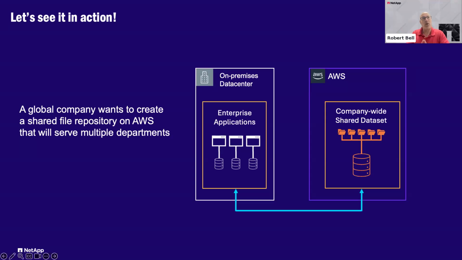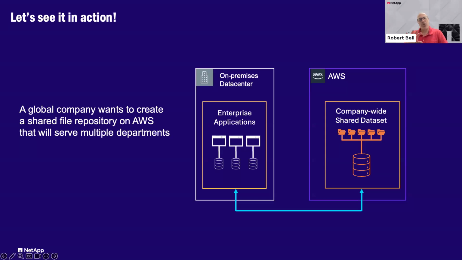It's a global company that has data centers around the world, and as part of their migration or cloud strategy, they want to create a company-wide shared data set in AWS for departmental shares. So you would have different departments, each having their own area where they can store files. Some of these files would have to be moved from on-premises, and some of them will be created in AWS as new storage where they can store files and run applications.